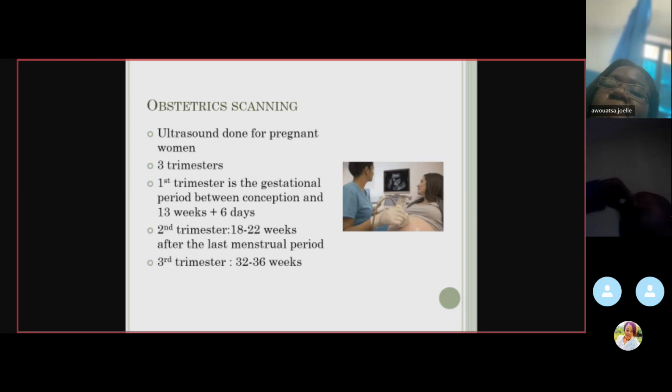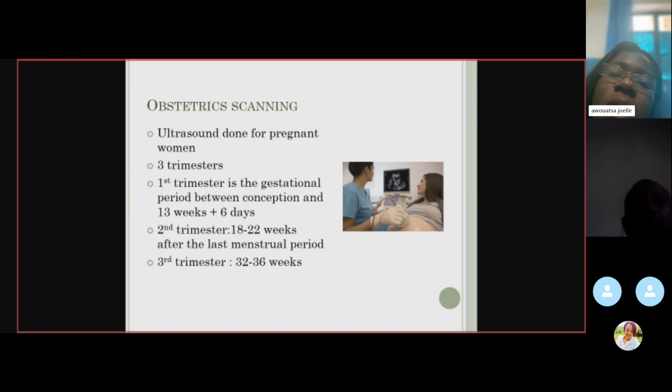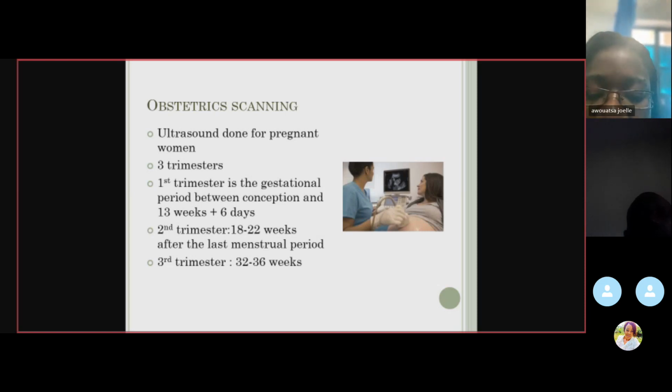Whenever we are doing an OB scan, also called the obstetric scan, we have to enter the last menstrual period, so that we know the gestational age based on the machine. That will tell us when the baby will be delivered. So that one is the normal LMP method.